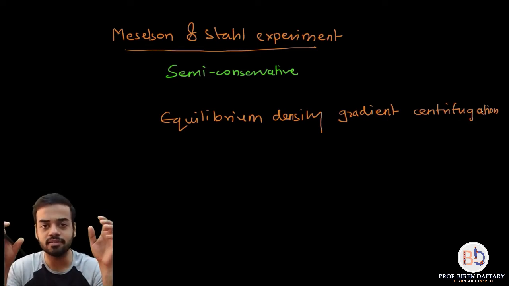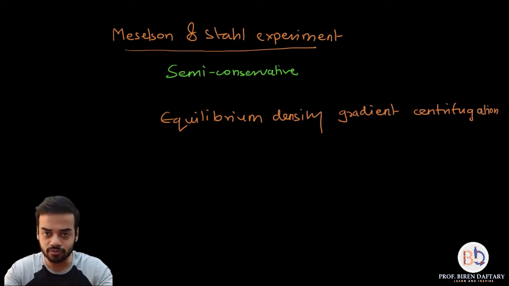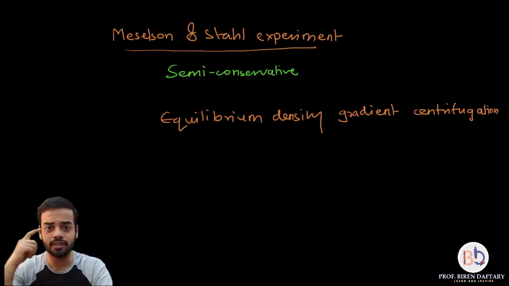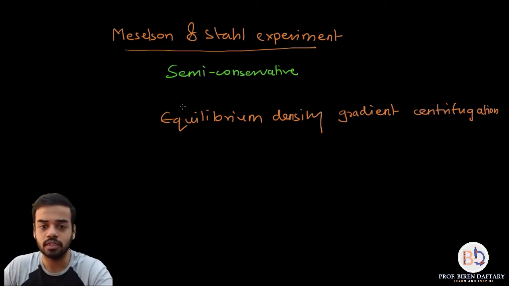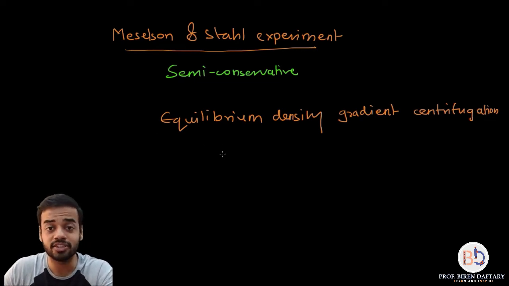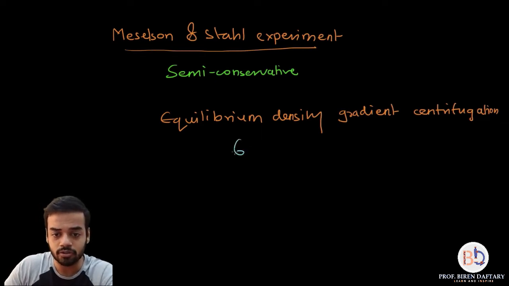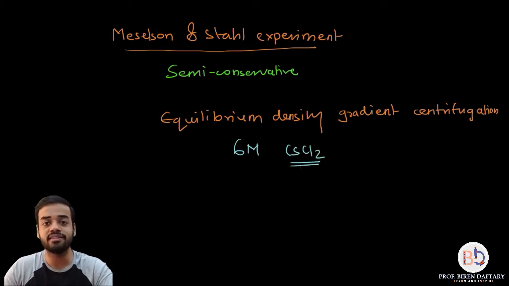Basically, everybody knows what centrifugation is, right? By using centrifugal force, you separate the mixture. The heaviest material lies towards the bottom of the centrifuge tube, the lightest one towards the top. Now what is equilibrium density gradient? In this method, a liquid is used. In this experiment, the liquid which was used was 6 molar cesium chloride. I'll write that down because that is very important. So Meselson and Stahl used cesium chloride 6 molar.